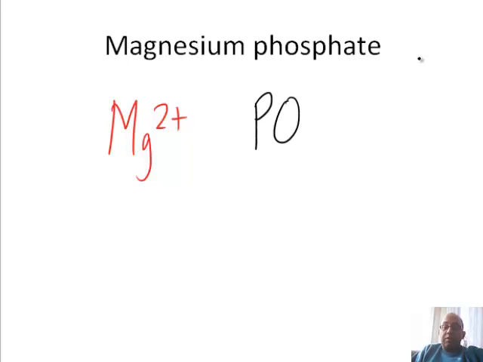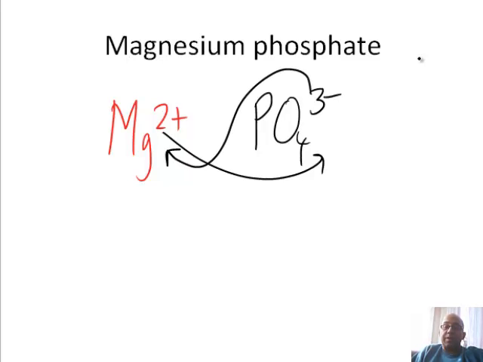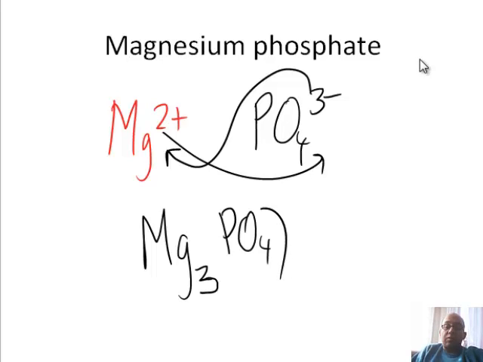We'll write that in. PO4 3-. We put that charge at the bottom of the other element, and we put the other charge at the bottom of the PO4. So the answer is Mg3(PO4)2. And there's our answer.